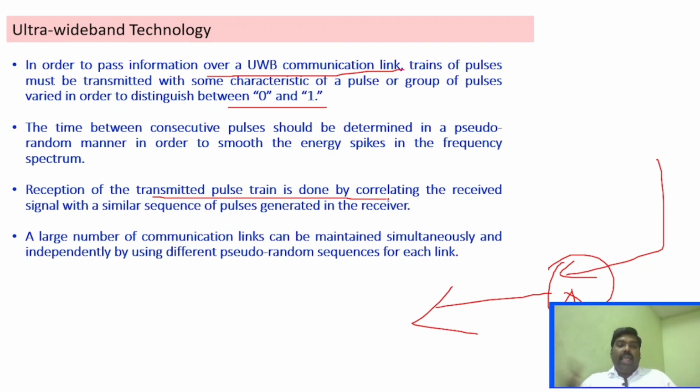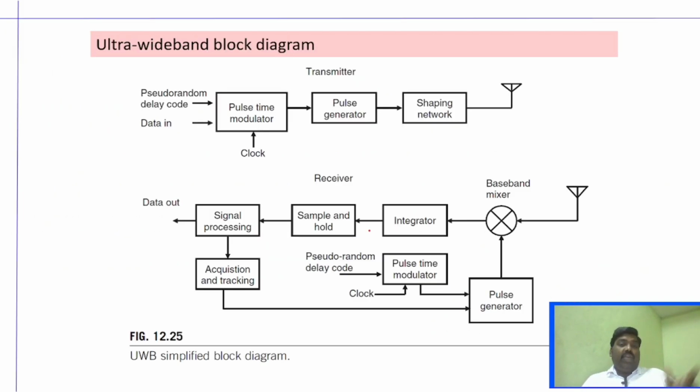Parallel communication links can be maintained simultaneously because of using pseudo random sequences. This is the principle of UWB technology. And if you don't understand this theoretical information, you can definitely understand it through this diagram, where I said that in the transmitter side, we will just generate a sequence of pulses, correct?